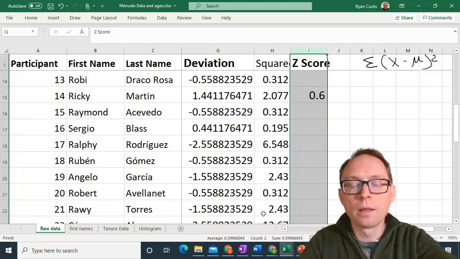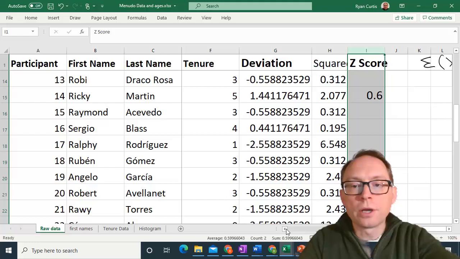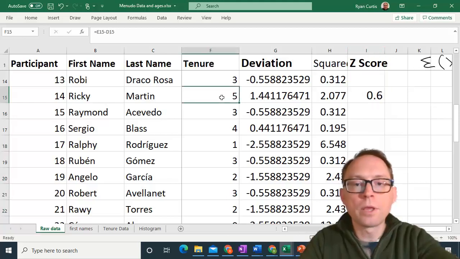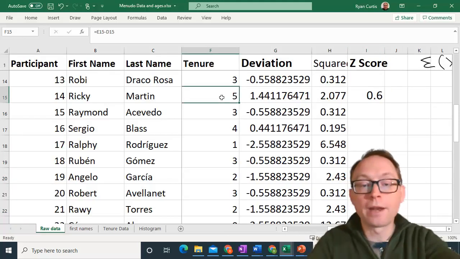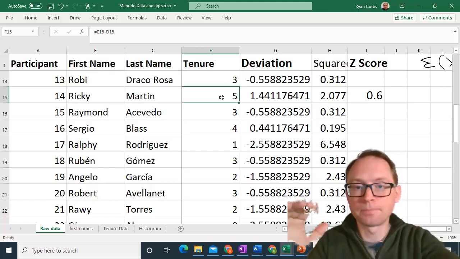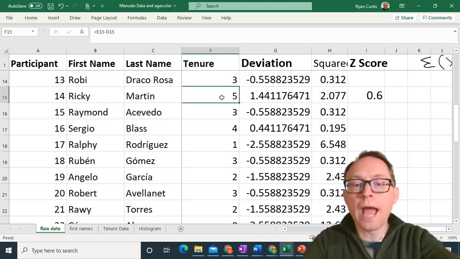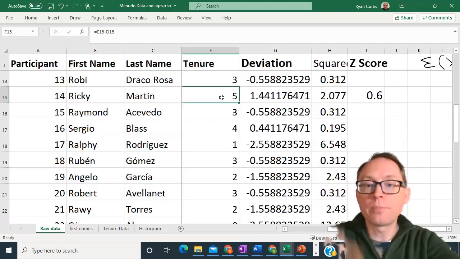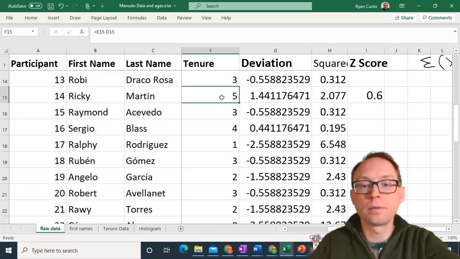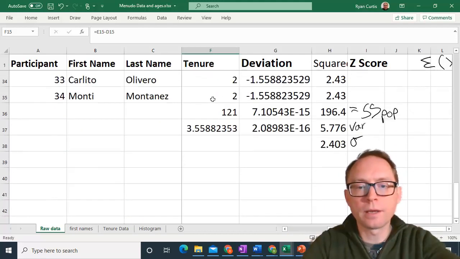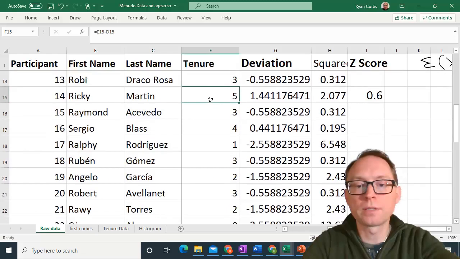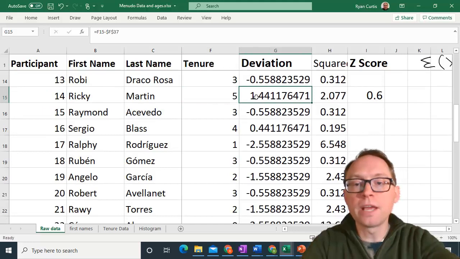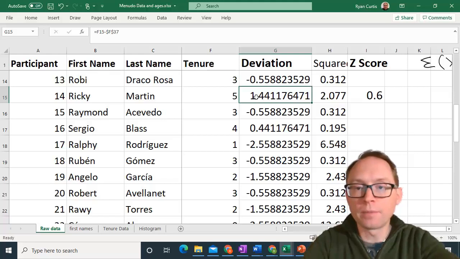Okay. So let's take a look at all the information we have about Ricky Martin. Ricky Martin had a tenure of 5 years. That's X. The mean for the entire population, mu, is 3.558, which is 3.56. Okay, 3.56. That means that he deviates 1.44 years above the mean.